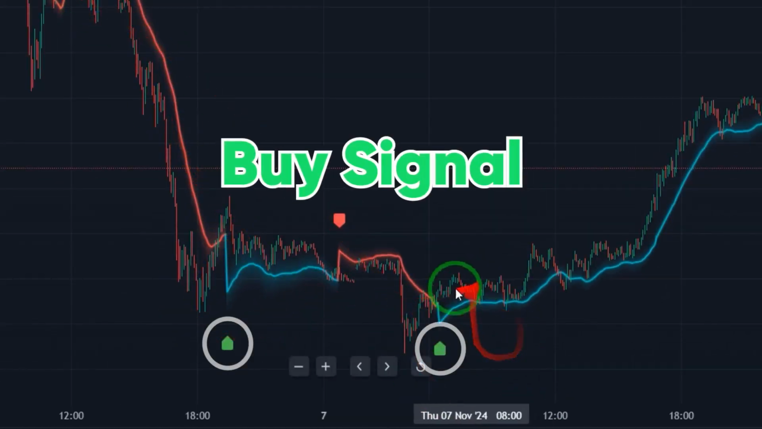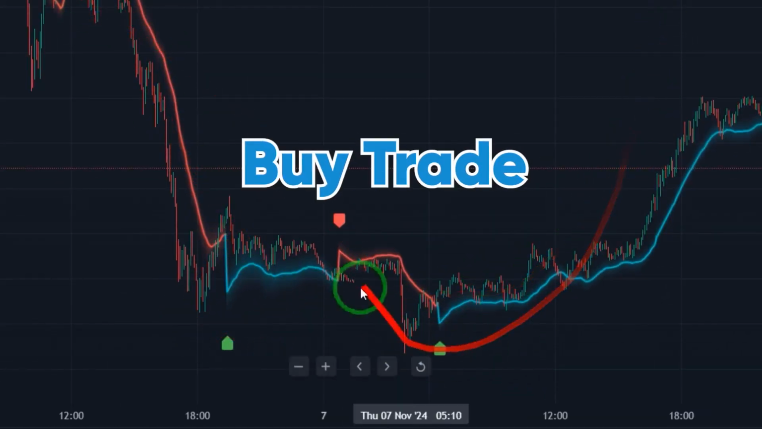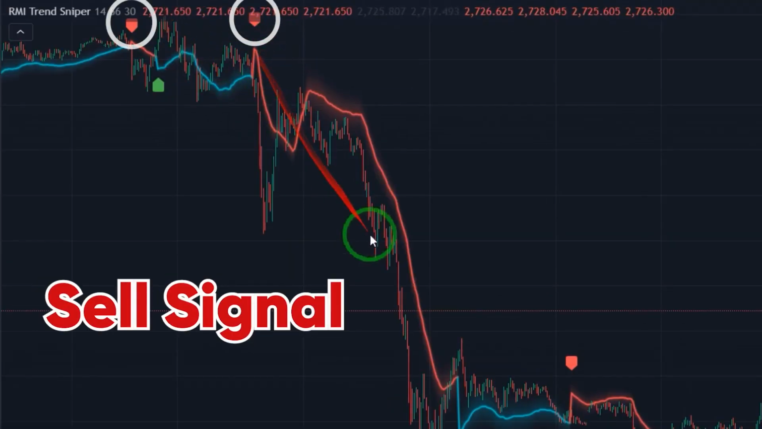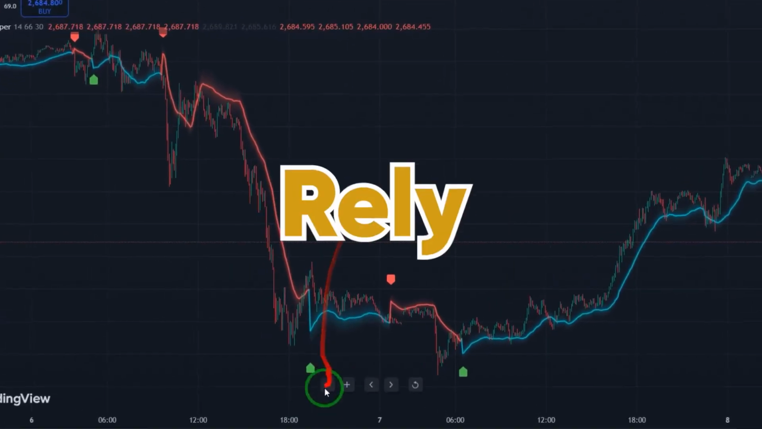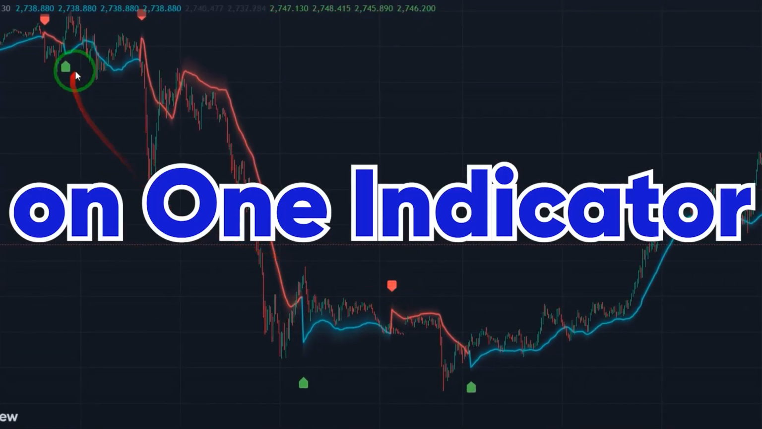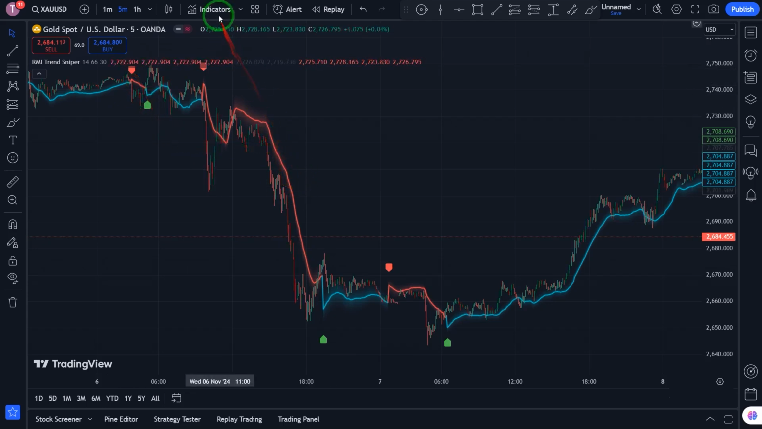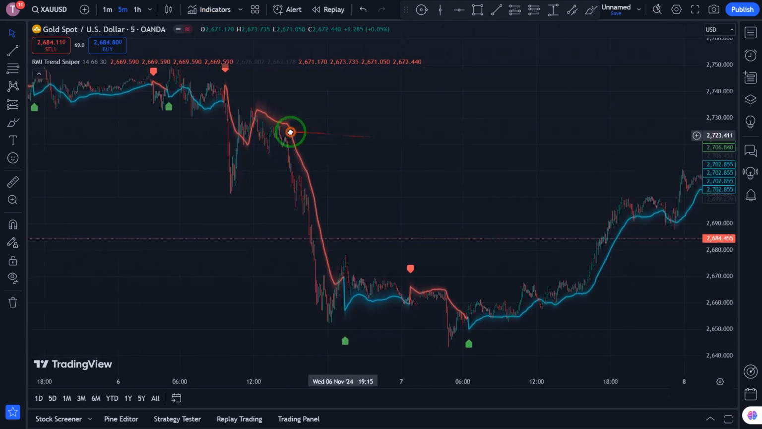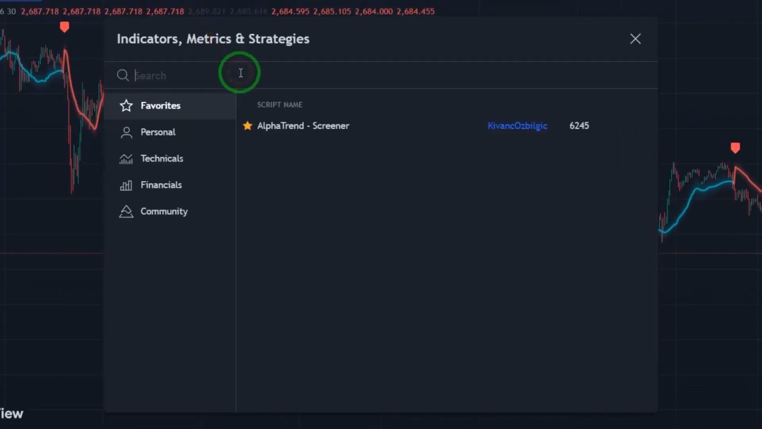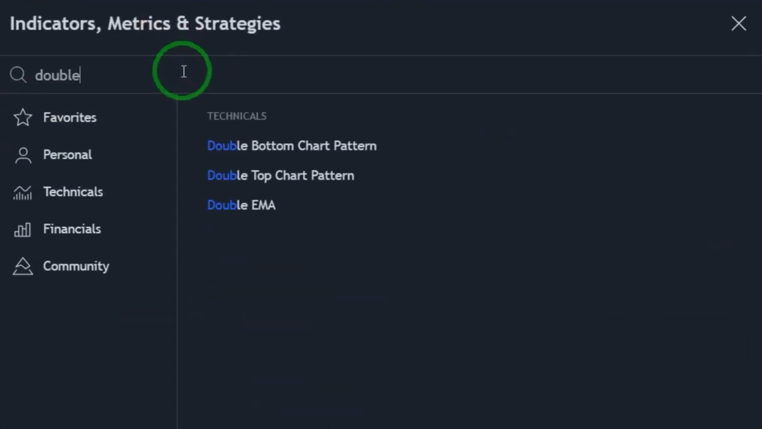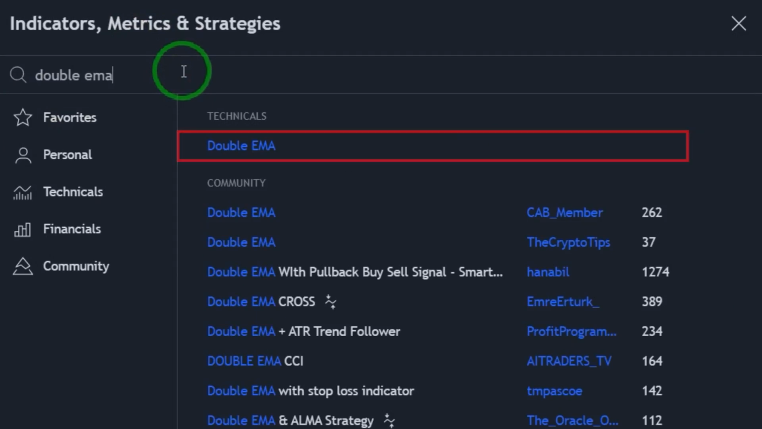When we see a buy signal, we can enter buy trades, and when we see sell signals, we can enter sell trades. However, we cannot rely solely on one indicator, so we need a second indicator. But we shouldn't use an indicator that is too complicated or has difficult settings. So we go to the indicator tab and search for EMA. Now let's add it to the chart.